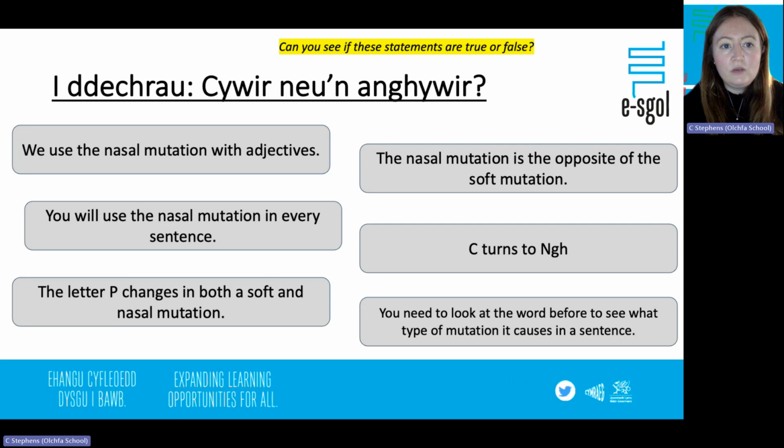So, it says, we use the nasal mutation with adjectives. You will use the nasal mutation in every sentence. The letter P changes in both the soft and nasal mutation. The nasal mutation is the opposite of the soft mutation. In a nasal mutation, a treiglad trwynol, C turns to NGH. And you need to look at the word before to see what type of mutation it causes. So, are these statements that are on the screen now cywir, correct, or anghywir, incorrect?